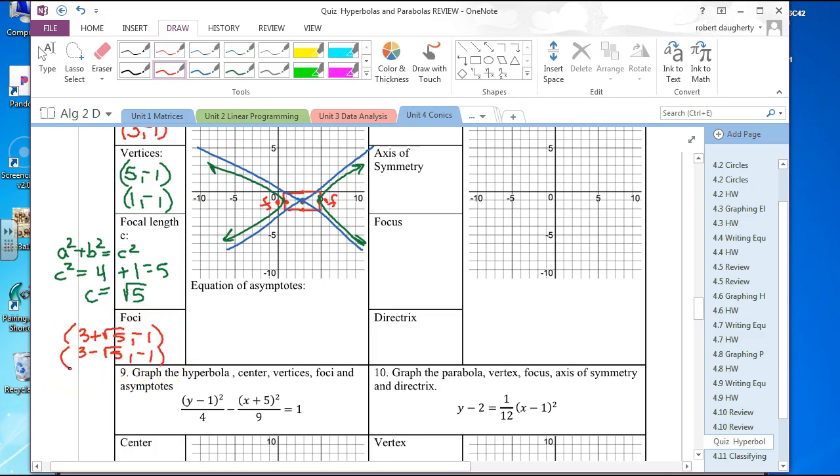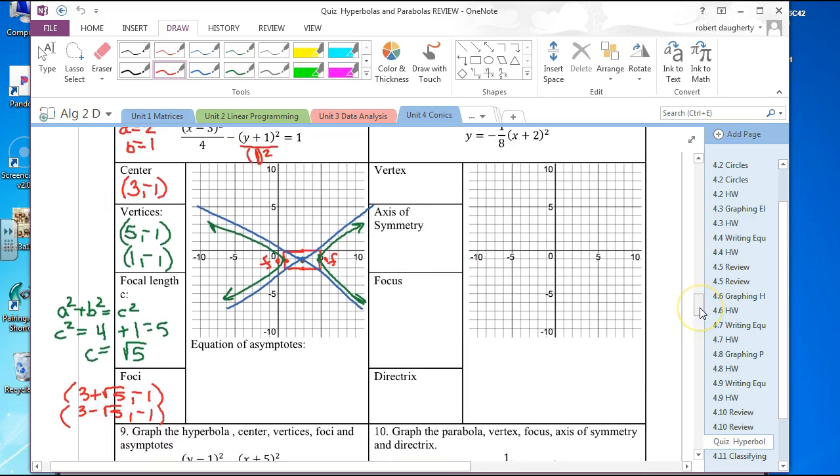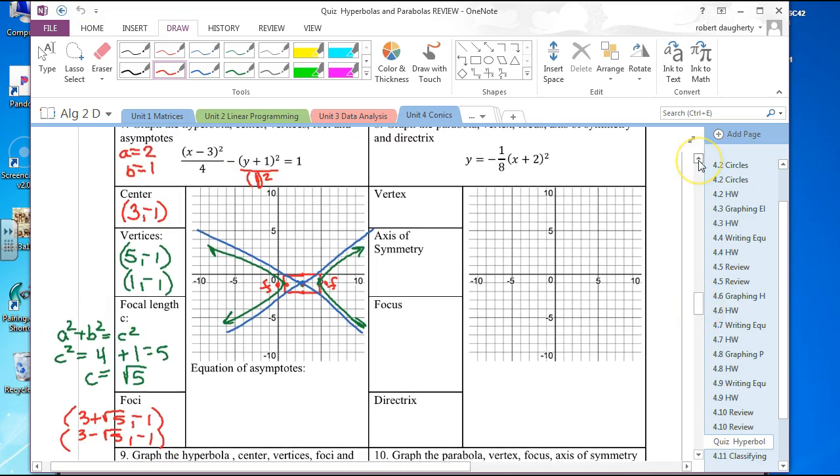Those are the 2 focal points. Equation of the asymptotes. You can always just get this straight from looking at the original equation. It's got to be y minus k equal plus or minus b over a, x minus h. Now there is no computation that goes on here. If you know this, you're going to get this problem right. Don't know it, you're going to miss it.